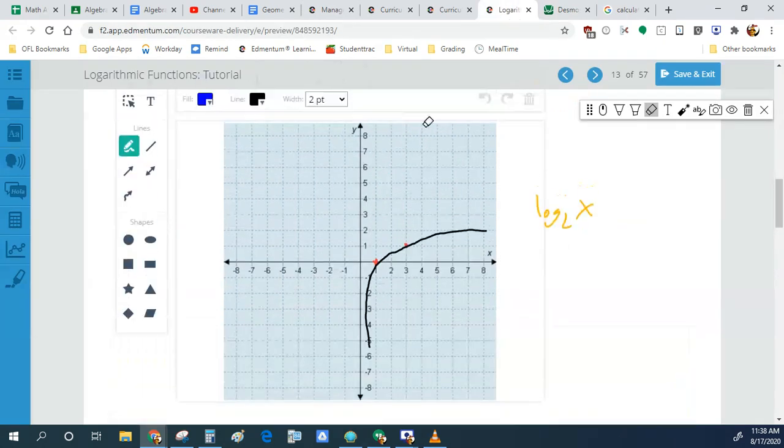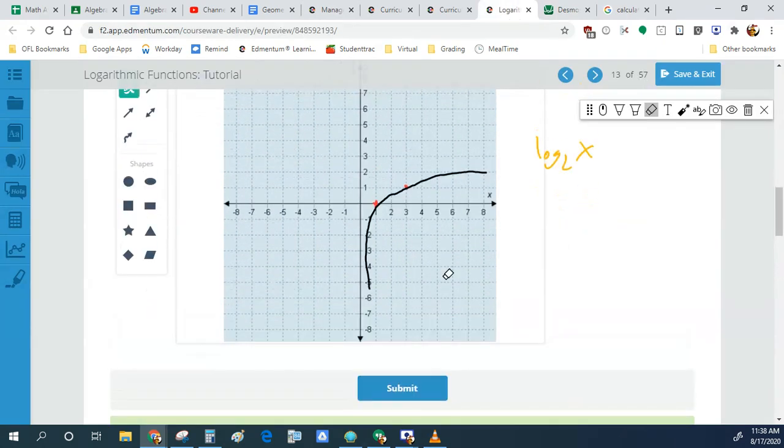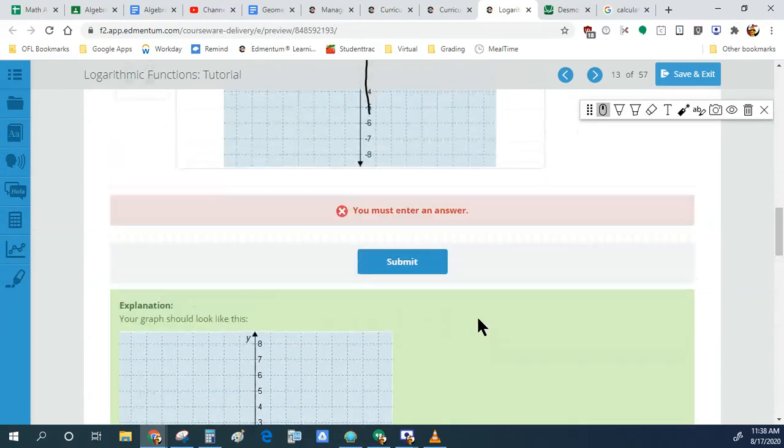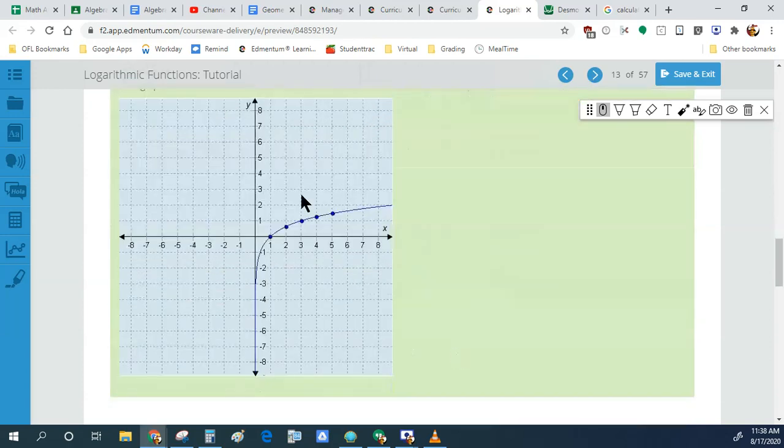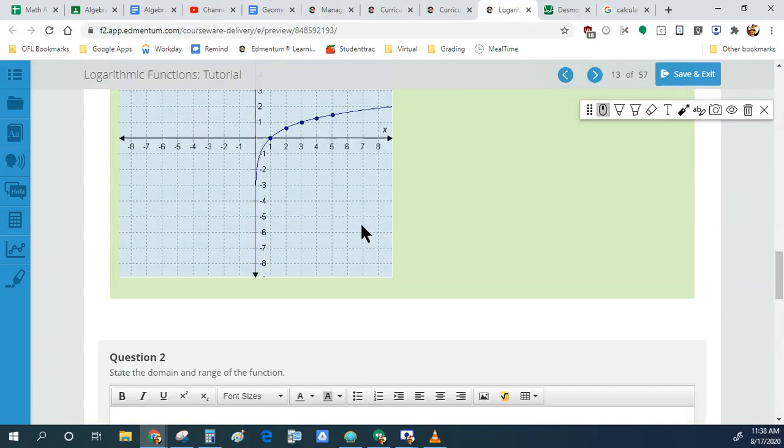All right. So moving on. When I graph this, you'll see it's pretty similar to our log of x. So here you'll see how it's just not growing as fast.